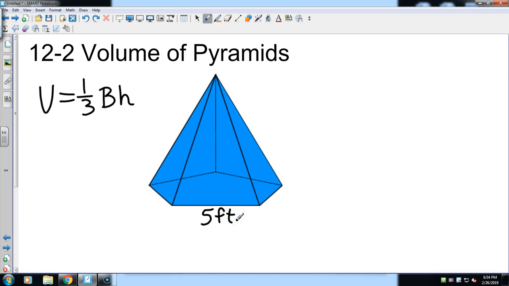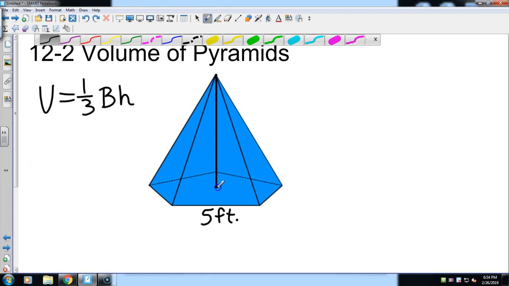And then the height, again, remember that this is not slant height. This is actual height, which is going to be drawn perpendicularly to the center of the actual pentagon right there. And let's say that they give us that, and that's 12 feet.